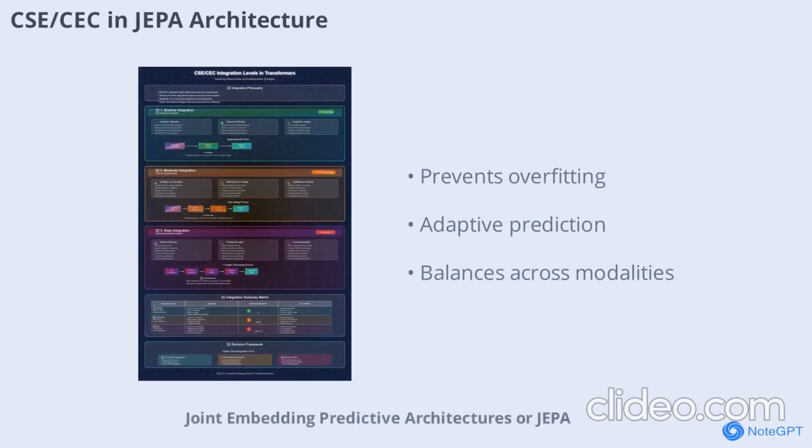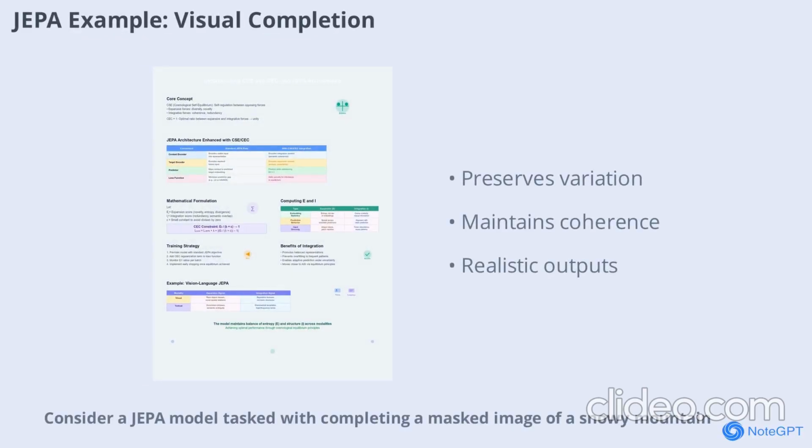Joint embedding predictive architectures, or JEPA, can also benefit from CSE and CEC integration. By introducing expansion and integration scores into the loss function, JEPA models maintain a balance between novelty and redundancy. This approach prevents overfitting to frequent patterns and enables adaptive prediction under uncertainty. In vision language tasks, for example, the model balances entropy and structure across both image and text modalities, moving closer to AGI-level representation learning.